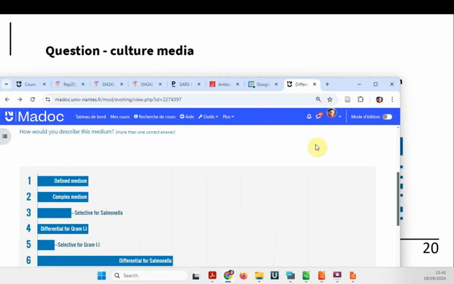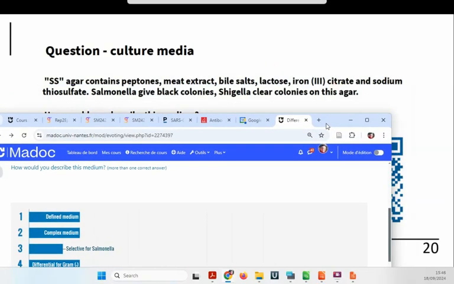Okay, so we've basically got three questions. Define complex, selective or differential for Salmonella, and selective or differential for gram negatives. Okay. So the first one, define complex medium. It's a complex medium. Why is it a complex medium?